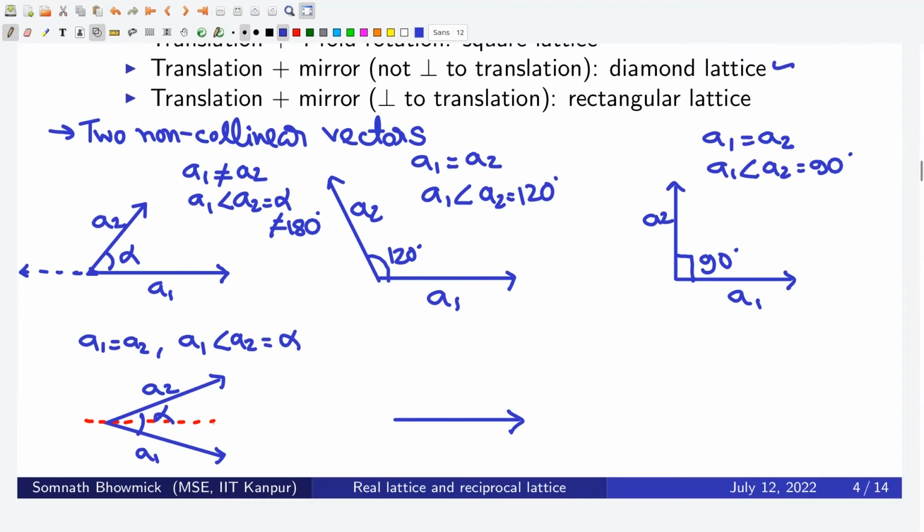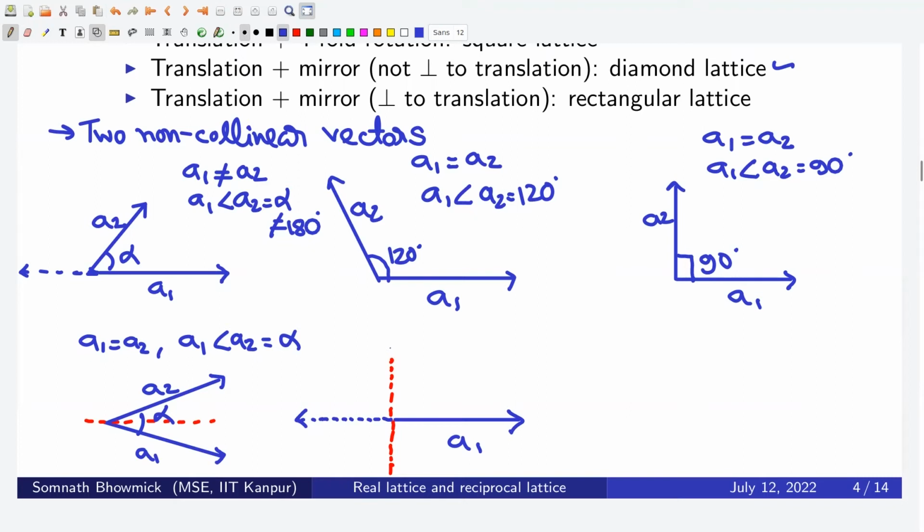Now we can put the mirror in some other way. For example, we can put the mirror perpendicular to the first vector, in this direction, which is perpendicular to the lattice vector A1. If we do it that way, I get another vector, but it is not non-collinear. So this will not give me another vector which is non-collinear, and then we have to put the second vector in some direction.